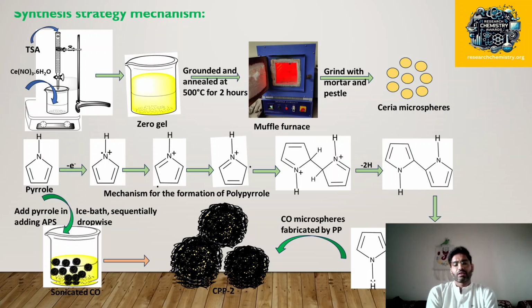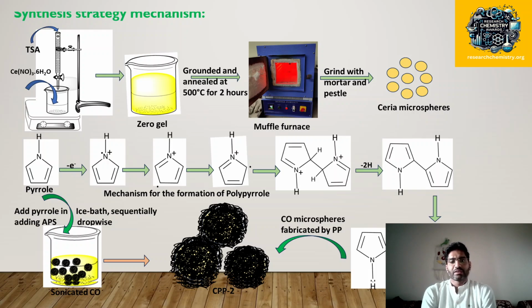So now, whatever we have synthesized, that is ceria polypyrrole. First of all, we used cerium nitrate dissolved in water for 15 minutes, and further trisodium citrate has been added to it dropwise. Further a gel is formed, and it is ground and annealed, kept in a muffle furnace at about 500 degrees Celsius for 2 hours, and the whole process is known as the Pechini method. So nearly spherical ceria particles are synthesized.